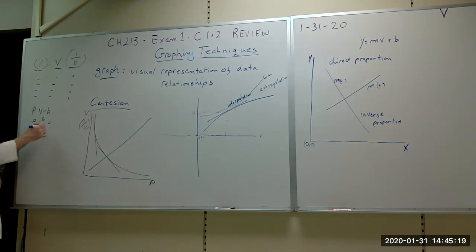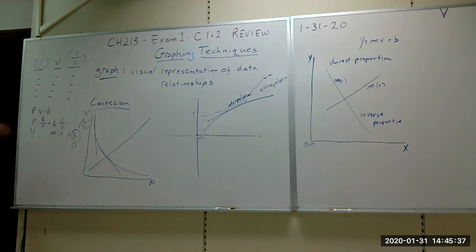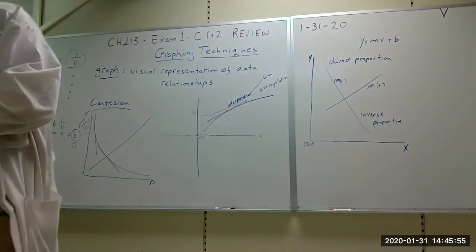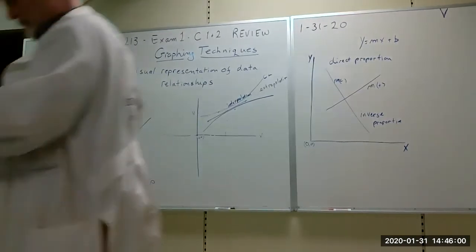Well, let's separate out the K and 1 over V. That's valid. So now we have y equals mx, and b is equal to 0. So by doing this transformation, we get that the constant is our slope. And plot P against 1 over V. Now, one of the questions in there asks you to do that. Let's see, where am I? It's a little talky.